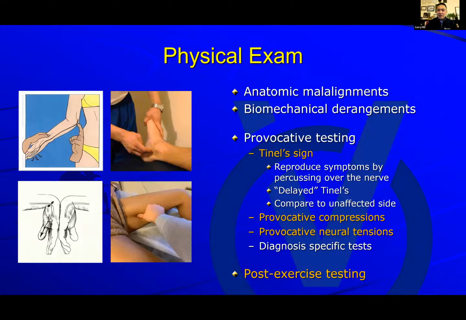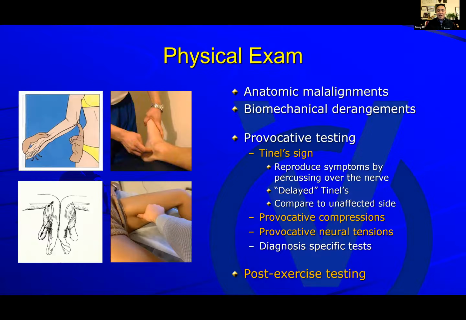Other specific aspects of the physical exam, most of us are familiar with Tinel's sign or Tinel's maneuver, where you use the tip of your finger to percuss over the area of a nerve and look for the reproduction of symptoms, right? And so on the left, you've got a cubital tunnel version, and on the right, you have a tarsal tunnel version of that.